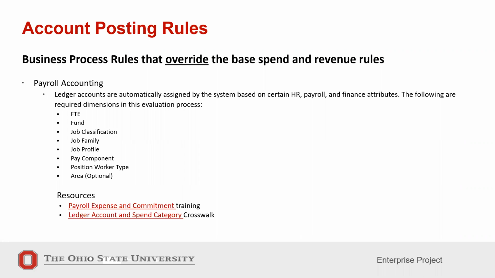For payroll ledger accounts, you might see a few depending on different attributes we selected, but most of them you're going to be able to see on the ledger account and spend category crosswalk that Christina has provided for reference. She also spends some time talking about this in her payroll expense and commitment training. So this is why you do not see those payroll ledger accounts listed on the ledger account usage rules report when you're just selecting the spend rule in the prompts.